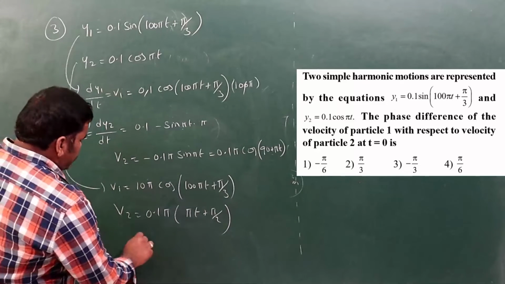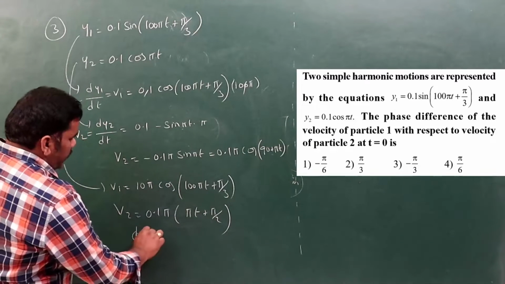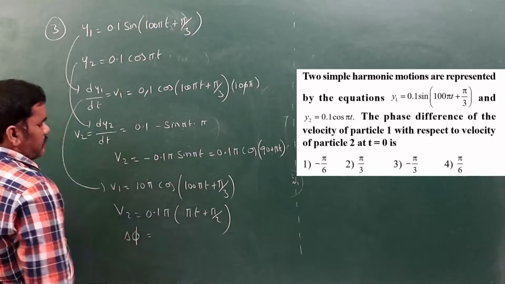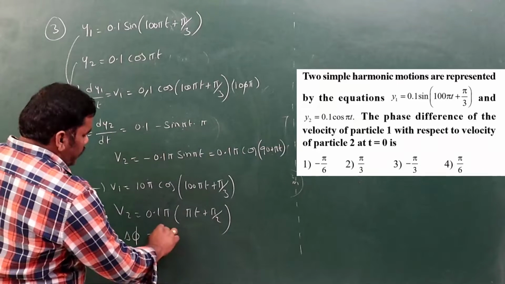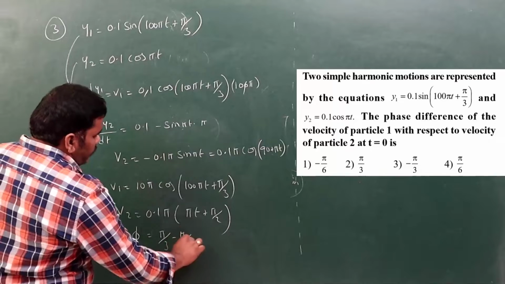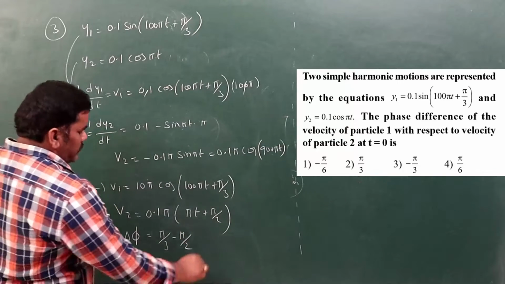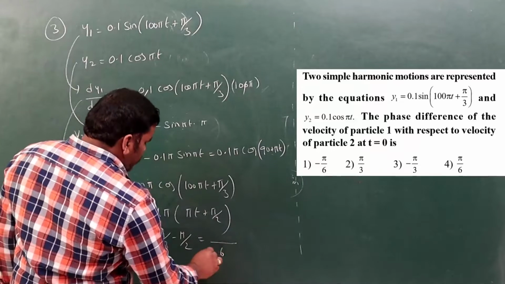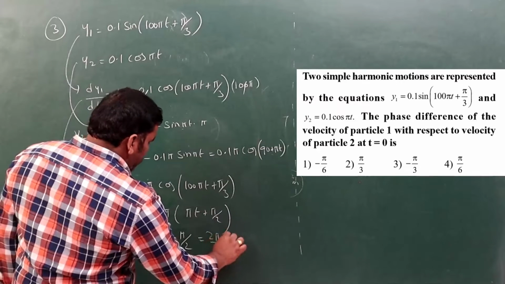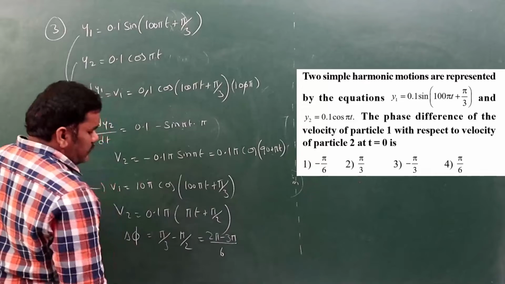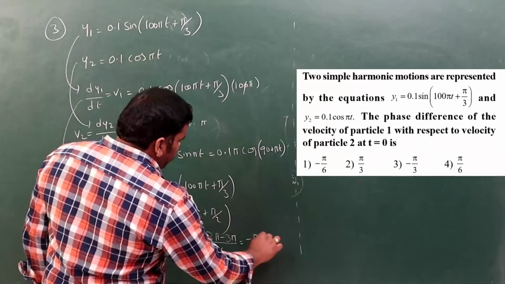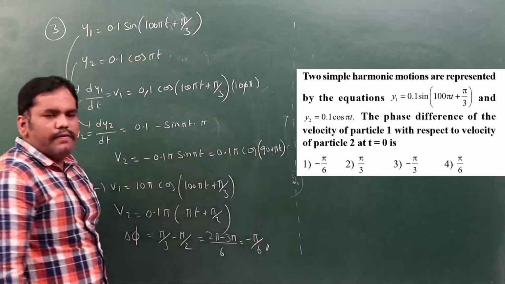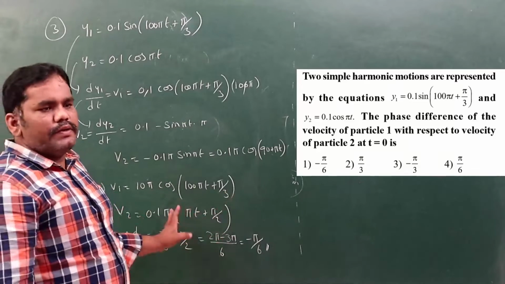So the phase difference, delta phi, for the first particle with respect to the second particle, is pi by 3 minus pi by 2. The LCM is 6, so that is 2 pi minus 3 pi, which is equal to minus pi by 6. That is the phase difference of 1 with respect to 2.